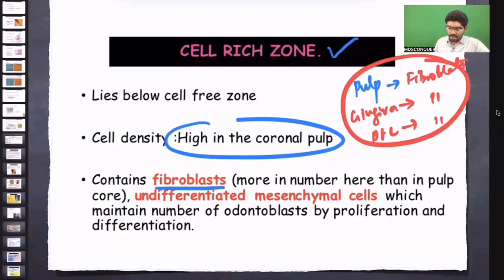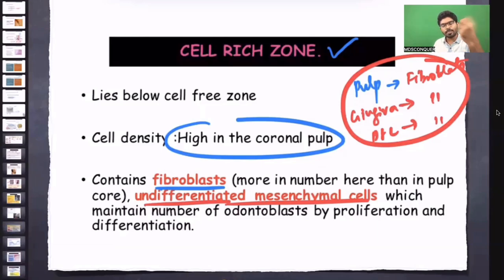Okay, so you have predominant cells and you have undifferentiated mesenchymal cells that can be differentiated into any type. So what are the pulp cells called? Pulp cells are useful as stem cells, right? Pulp stem cells, which we have discussed in regenerative endodontics. So pulp stem cells are basically used in regenerative endodontics. Pulp cells are called DPSC, dental pulp stem cells.